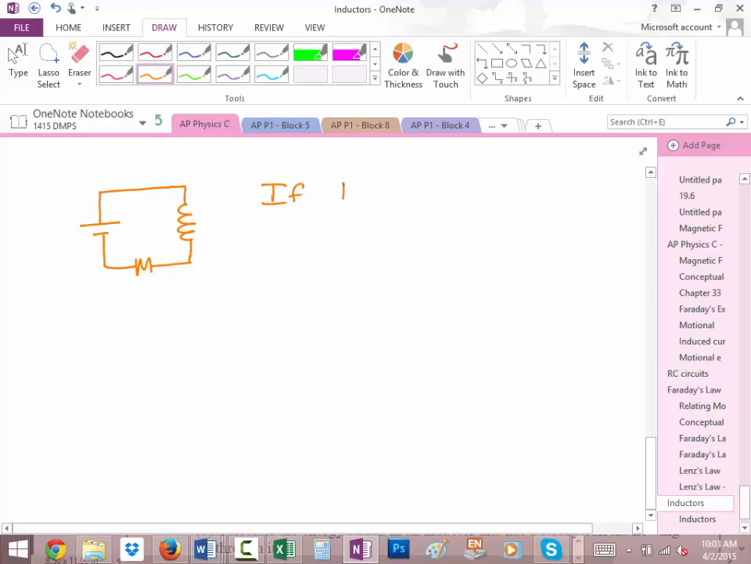If I is constant, then inductors are boring. They don't do anything. They're just sitting there. Now, is there a magnetic field that's established? Yeah. But it's just because there's a coil of wire. Whatever, right? It's not a big deal. Inductors are not very exciting.